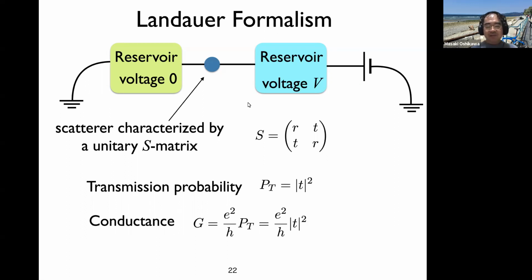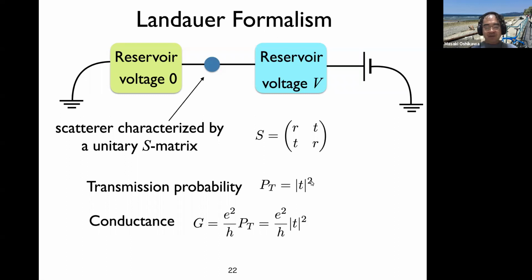This scatterer may be characterized quantum mechanically by a unitary S matrix. So R is the reflection coefficient and T is the transmission coefficient. And this is unitary, so the absolute value of R squared plus the absolute value of T squared must be 1. And the transmission probability for this single barrier is given by the absolute value of T squared.